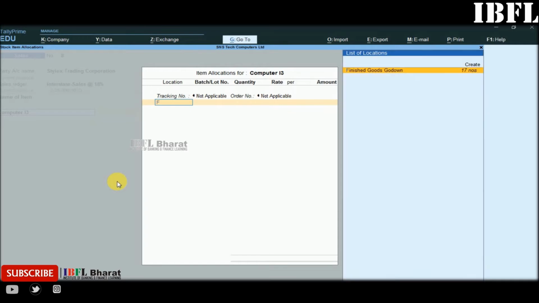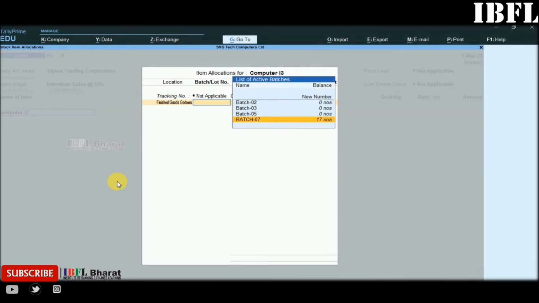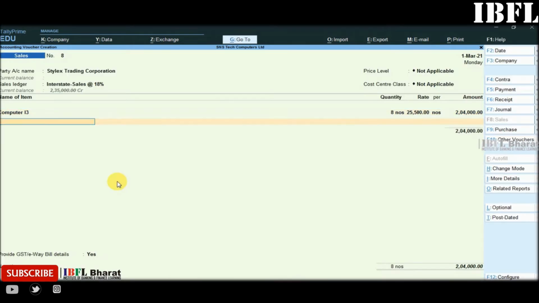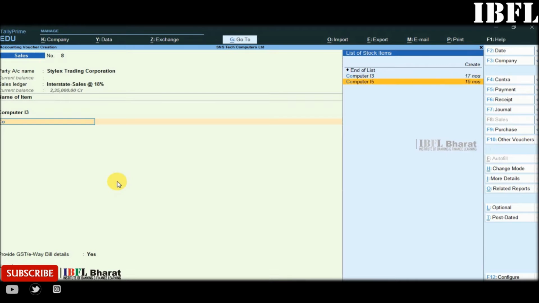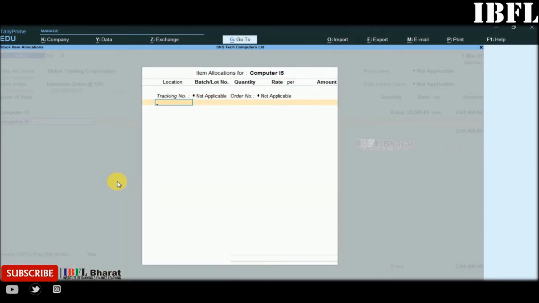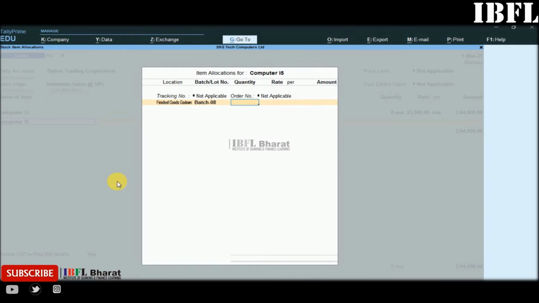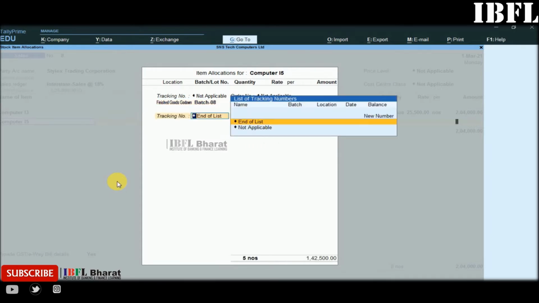These are from finished godown goods. Batch lot is batch 07, quantity we are selling is 8, rate is coming automatically. Next is computer i5, we are taking it from finished location. Batch lot is 8, quantity is 5, and rate is automatically coming.